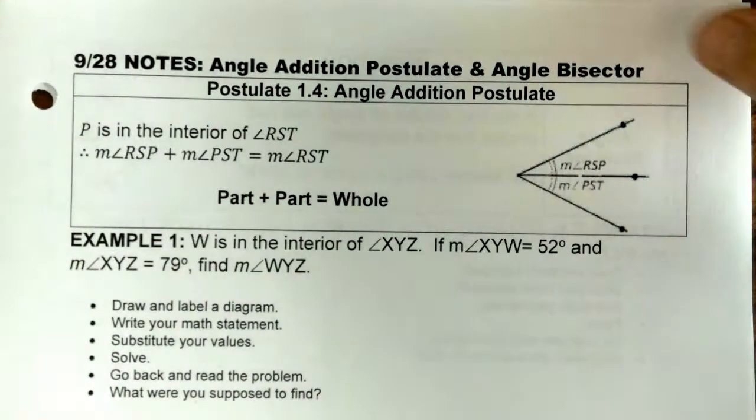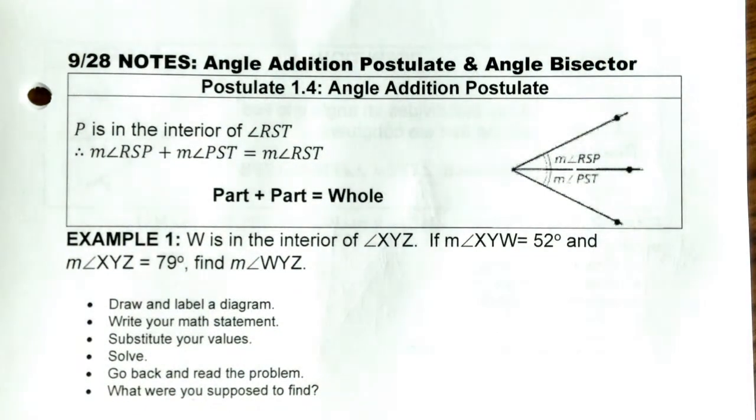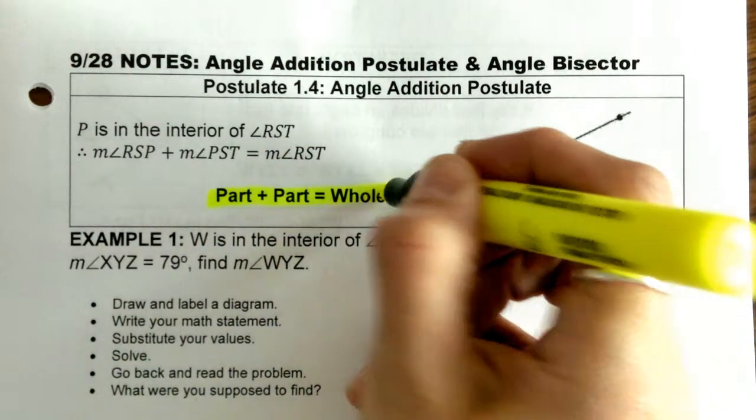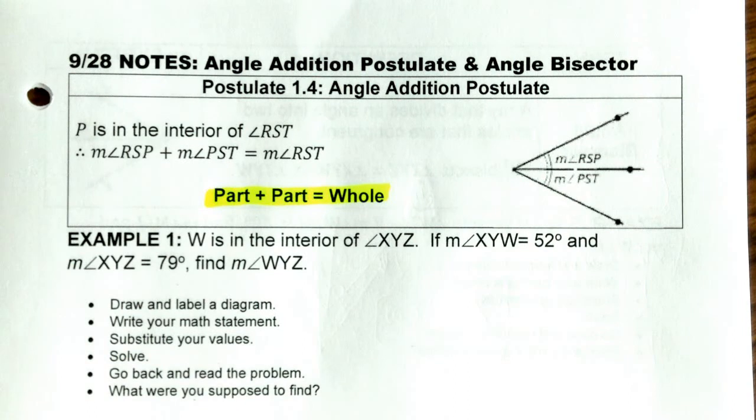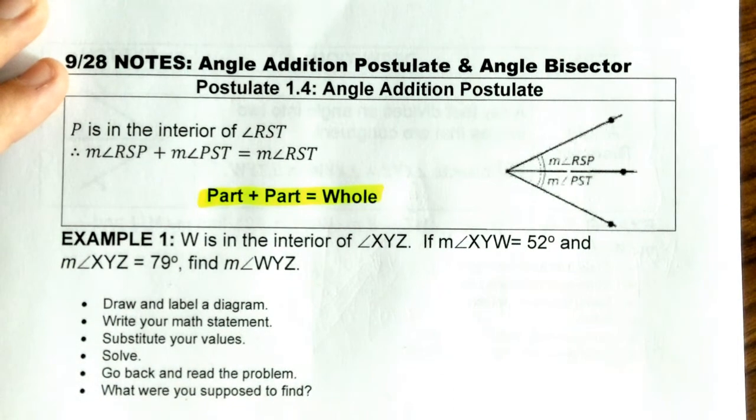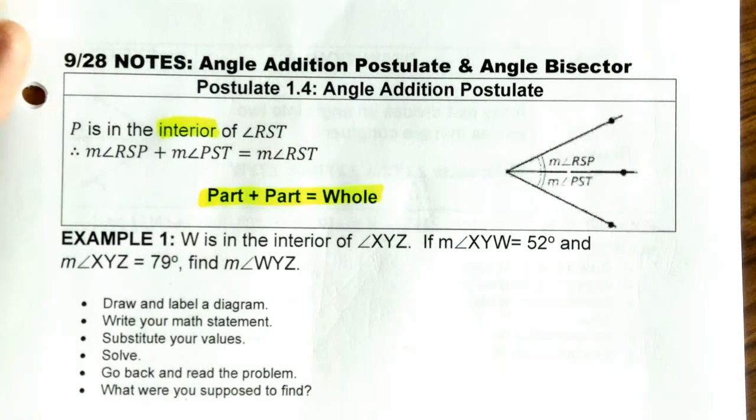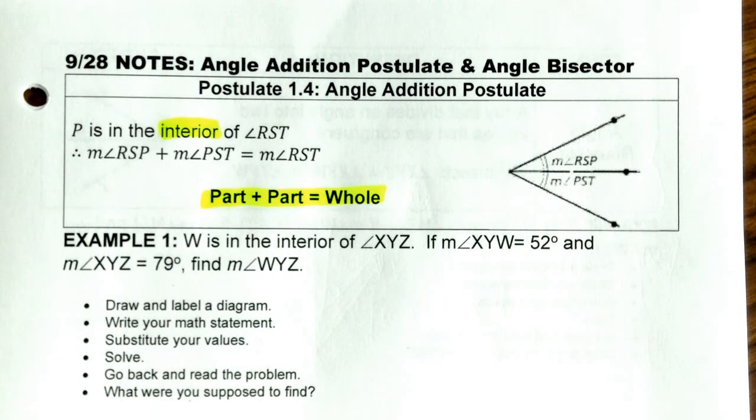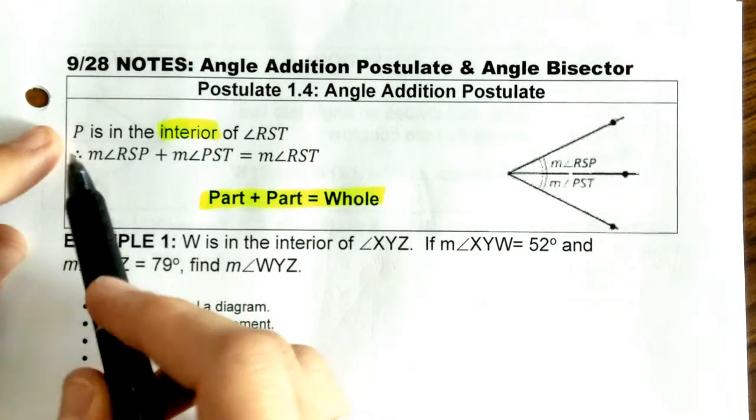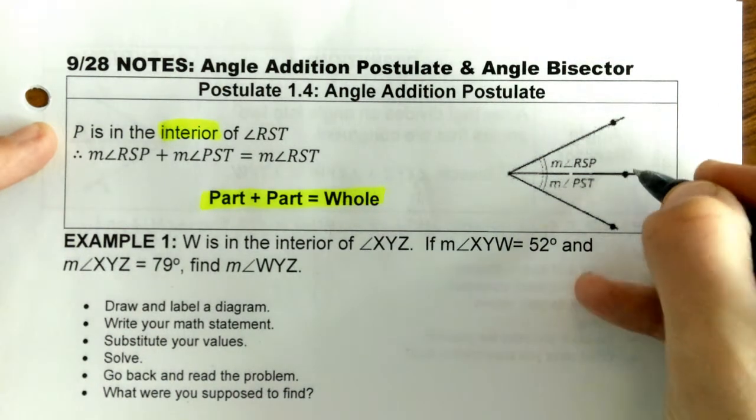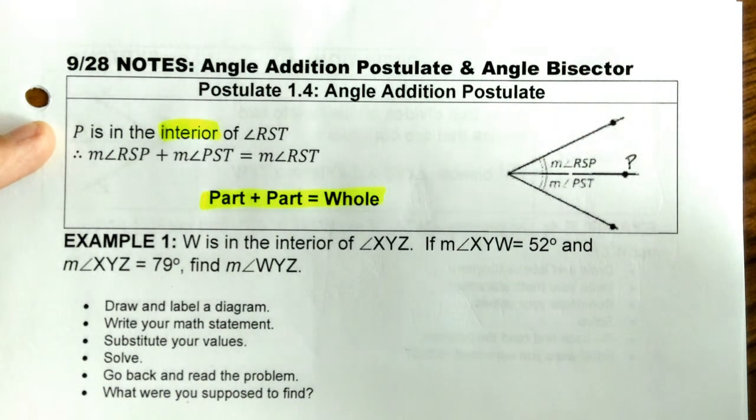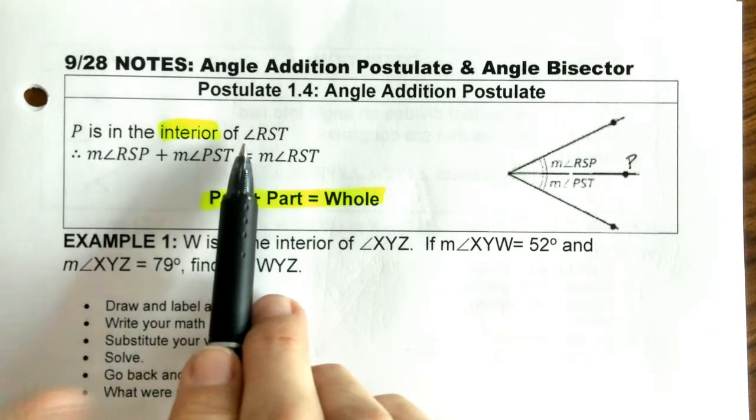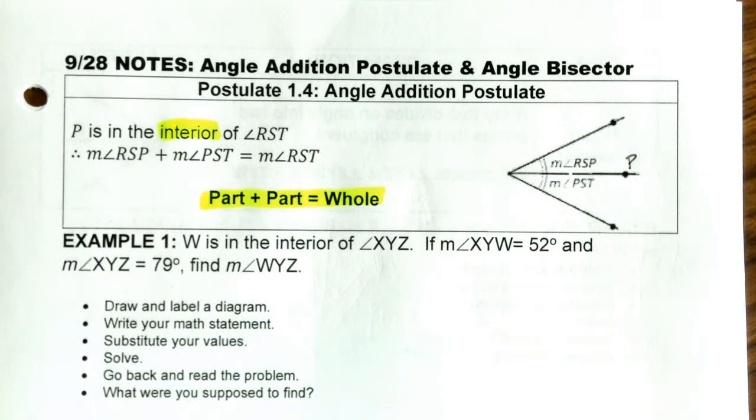Okay, in yesterday's notes we talked briefly about the angle addition postulate, and the big thing that we came back from that was you have your part plus part equals whole. You're also looking for this word interior. That interior tells you I need to do part plus part equals whole. So in this picture, it tells us that P is in the interior. So that means this point right here is going to end up being P, and it's going to be in the interior of the whole entire angle, RST.